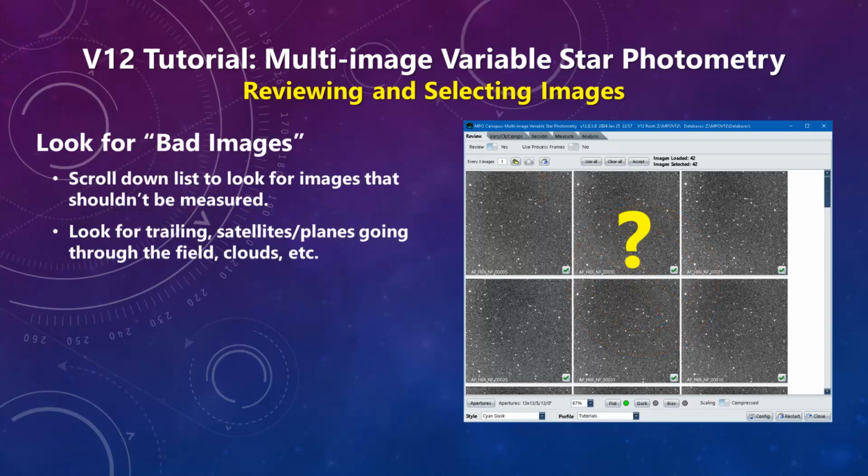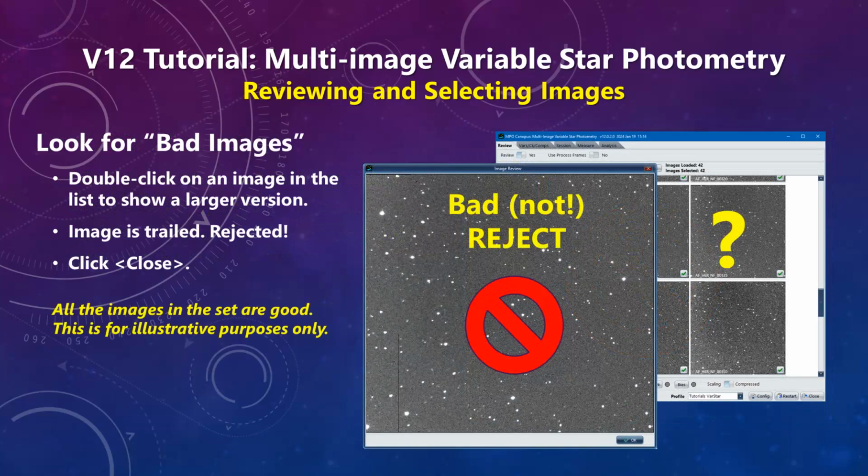The point of this step is to look for bad images so that they aren't measured. Otherwise, you may get bad data points and you'll have to track down what caused them. You may still have to do this, but it won't be because one image included a low-flying airplane or a satellite going right over the variable star. Double-click on a suspicious image to display a larger version. If the image should not be measured, you can exclude it from the final set of selected images.